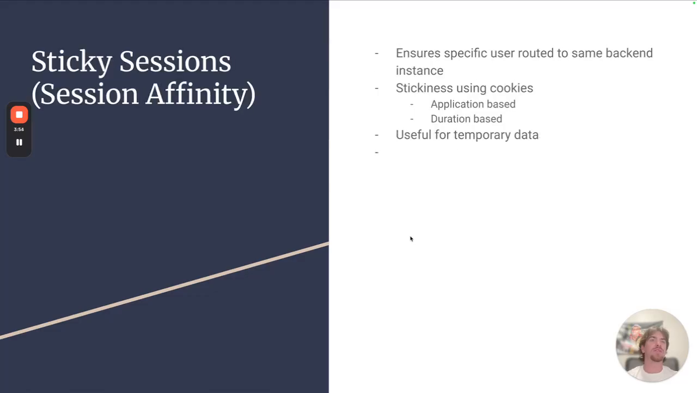And next up, we have sticky sessions and session affinity. This feature ensures that a specific user is always directed to the same backend instance during their session. AWS implements stickiness using cookies, which can either be application-based cookies created by your app or duration-based cookies managed automatically by AWS. This comes in handy when users store temporary data on a single server, for example, a shopping cart session. However, enabling stickiness can sometimes create uneven load across your instances, so it's best used only when needed.